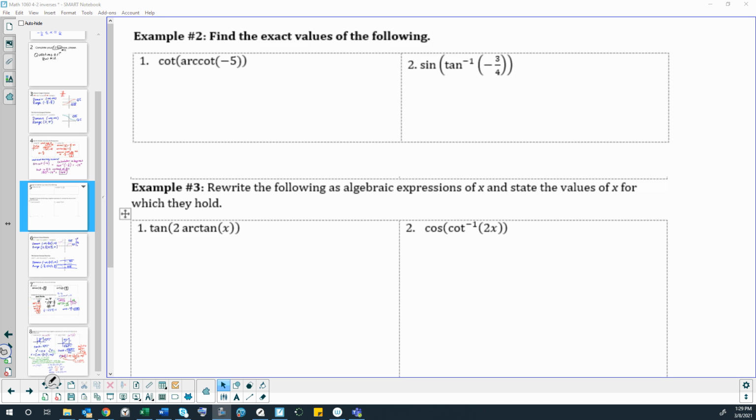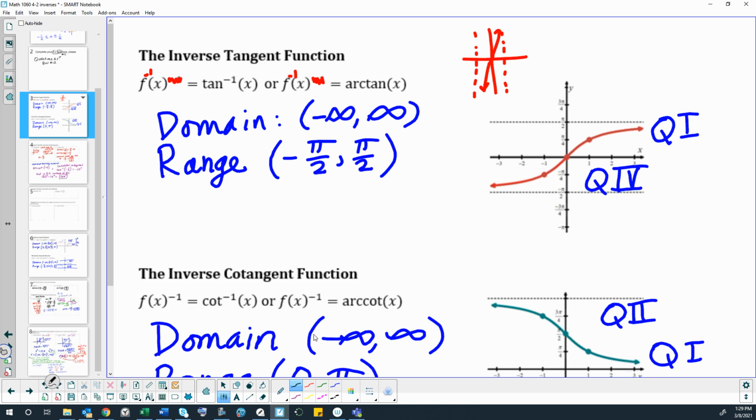Section 4.2, example number 2. Find the exact values of the following. The first one's pretty easy because remember that the domain of cotangent is all the numbers. It's the range that's restricted, right? And then the range of the actual cotangent function is all real numbers, and it's the domain that's restricted.